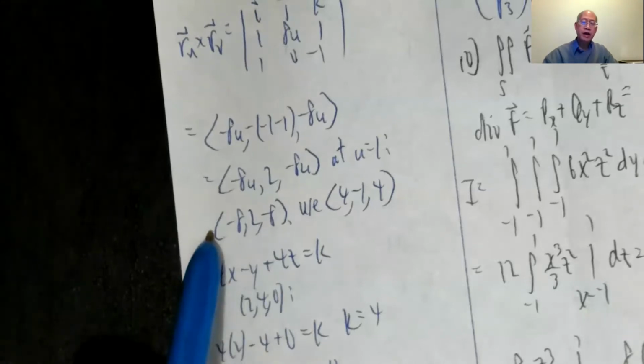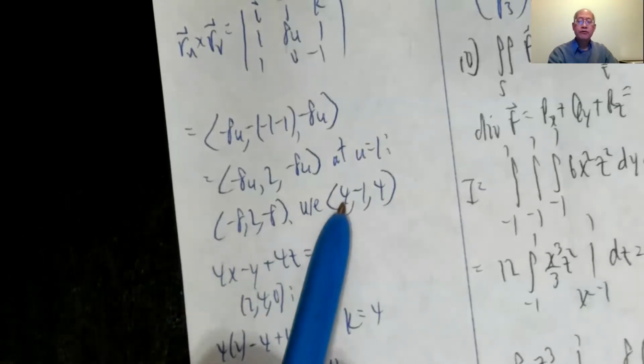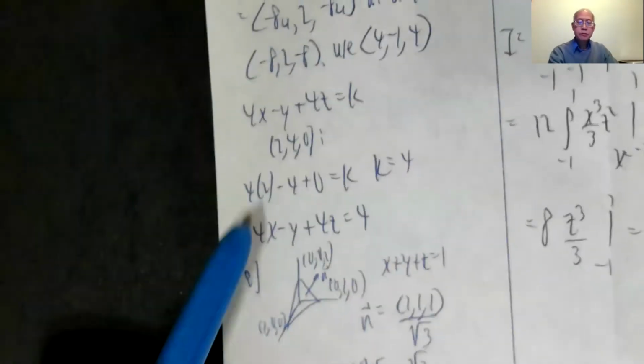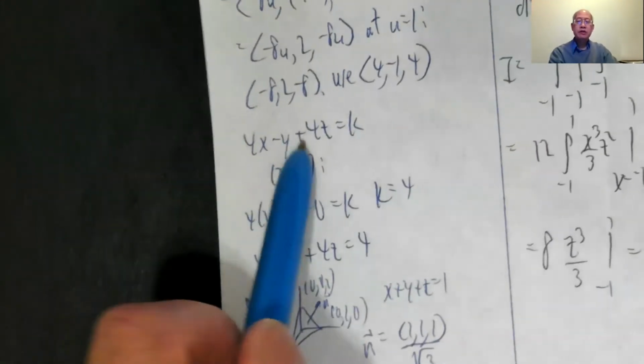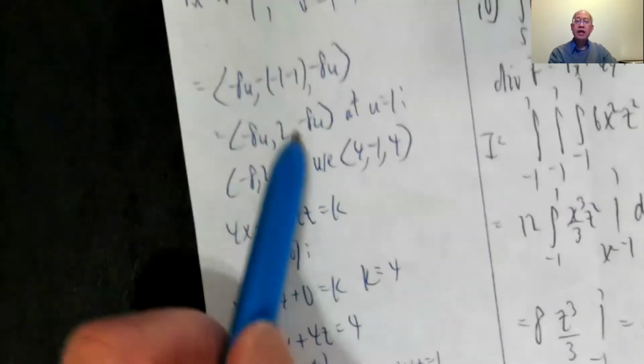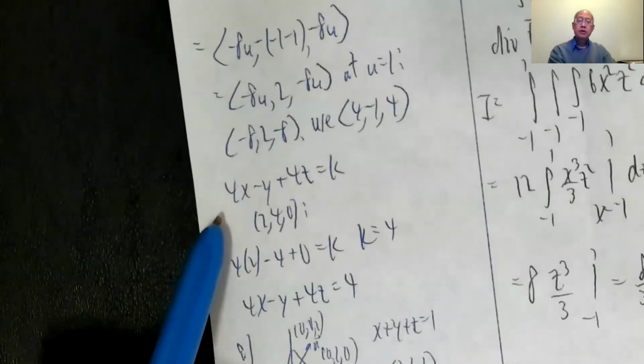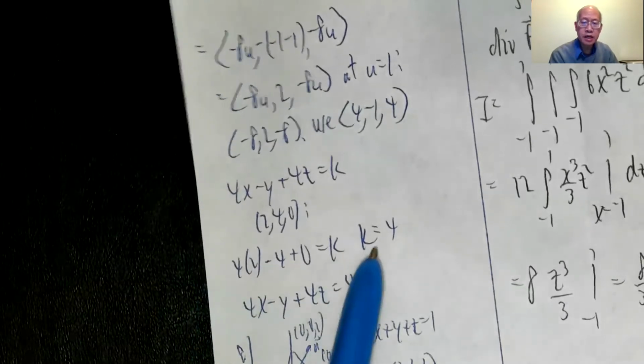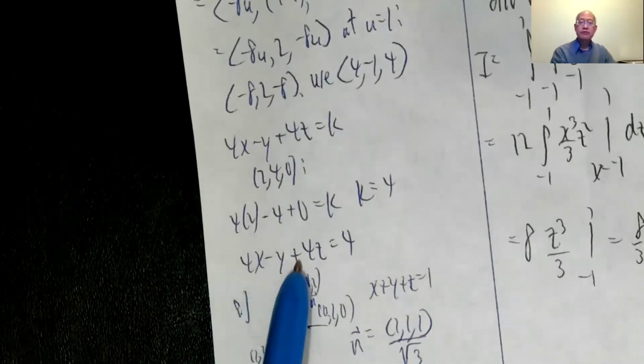Negative 8, 2, negative 8 is a normal vector, but you can pick any scalar multiple of that. So I decided to pick negative 1/2 times that: 4, negative 1, 4. Smaller numbers and fewer negatives. That gives me 4x minus y plus 4z equals k. To find k, I plug in 2, 4, 0, which is the given point. So 4 times 2 minus 4 plus 0, that's k. K is 4. So 4x minus y plus 4z equals 4.